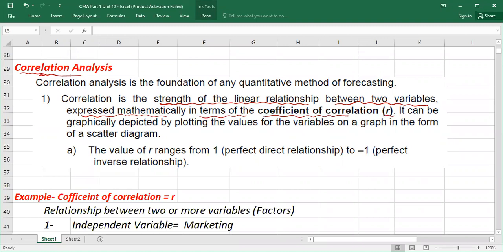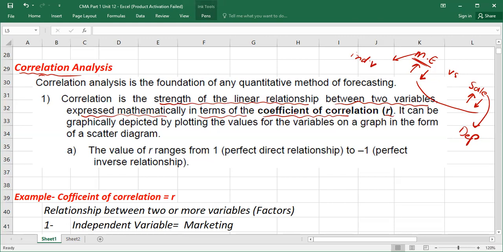So let me explain what it is. For example, guys, we have marketing expense versus sales. So these are two variables. Variables means that these are two factors. Understood? Obviously, if you spend more money on marketing, maybe your sales might increase. Or if you spend less money on marketing, maybe your sales might decrease. So it means there is a relationship between these two variables, in which marketing is one variable and sale is another variable. Marketing we can say is the independent variable, and sale is the dependent variable, because sale is dependent upon marketing, not marketing dependent upon sales.